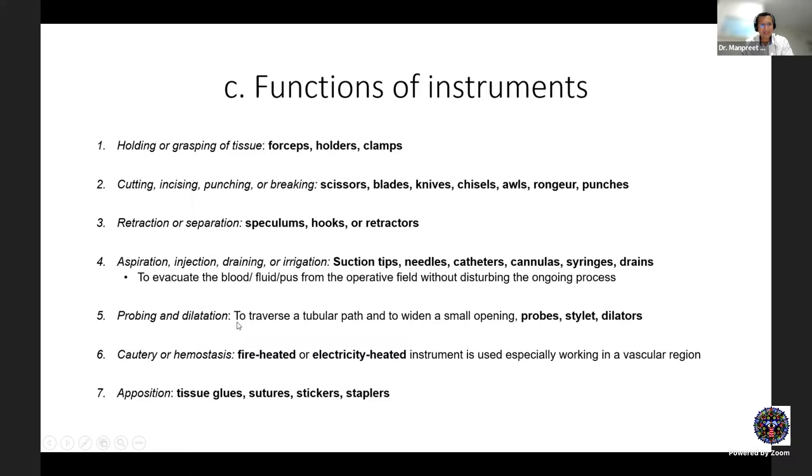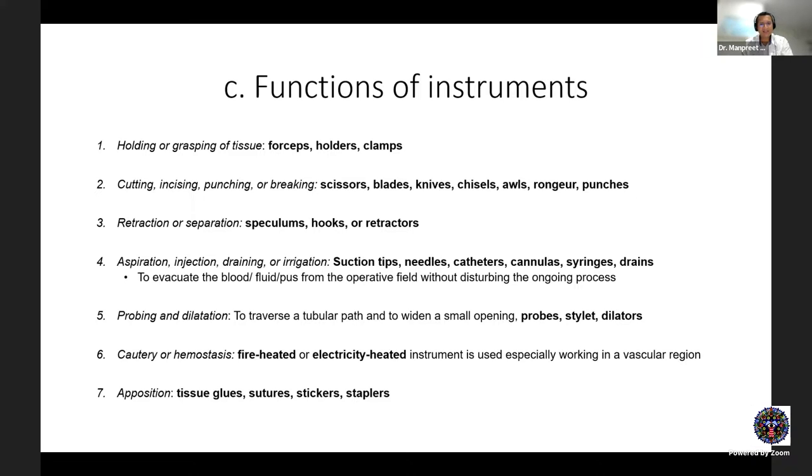Then the fifth function is probing and dilatation. Basically, to traverse a tubular path or to widen a small opening, we use probes like the lacrimal probe or Bowman probe, or dilators for the tubular paths. Then another function is cautery or hemostasis. The cautery can be fire heated or electricity heated.